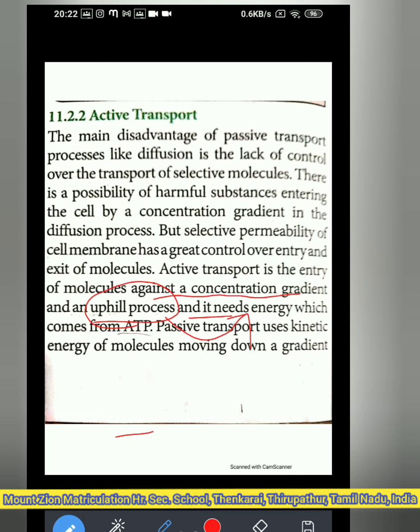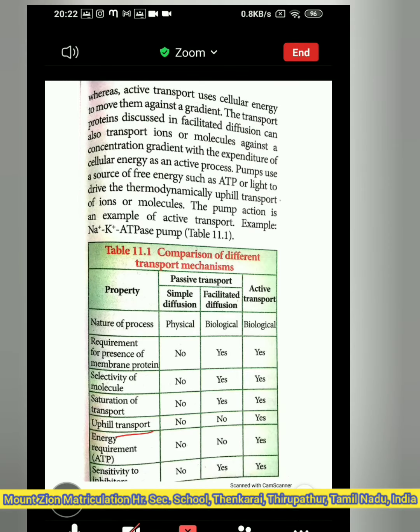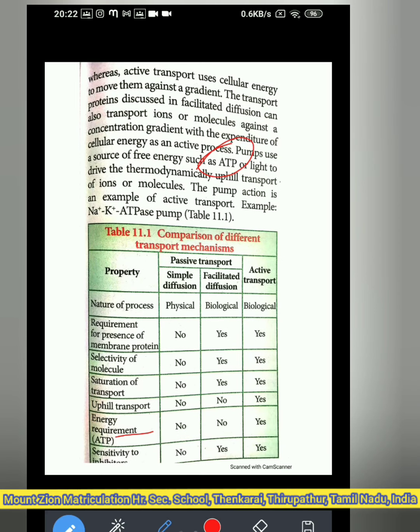Okay, so passive transport uses the kinetic energy of molecules moving down the gradient. And active transport uses energy to move against a gradient. The transport protein discussed in facilitated diffusion can also transport ions and molecules against a concentration gradient. So this is all about active transport, where the energy needed is given here as ATP.